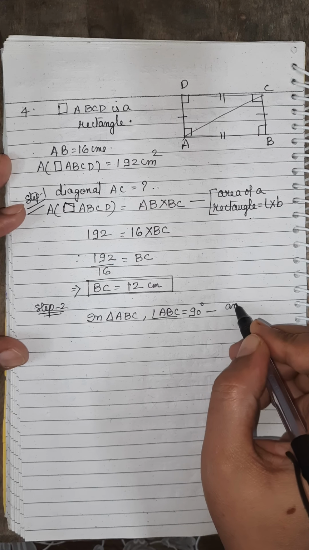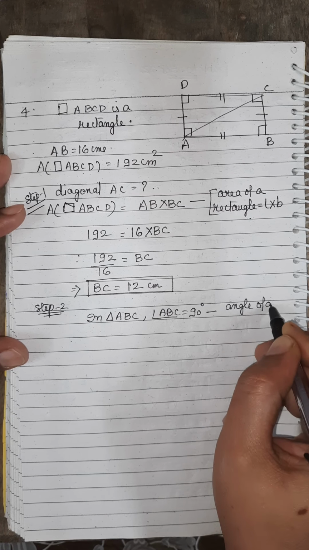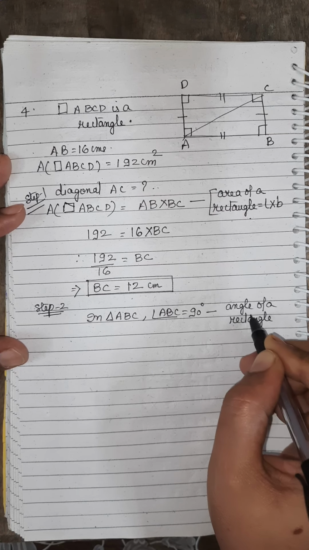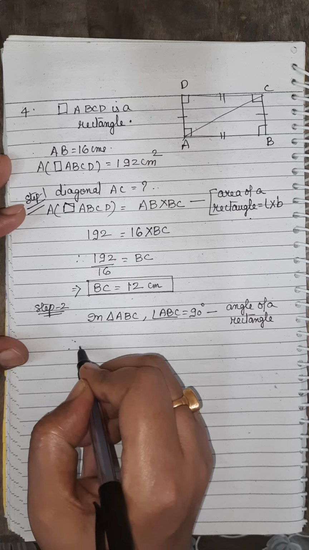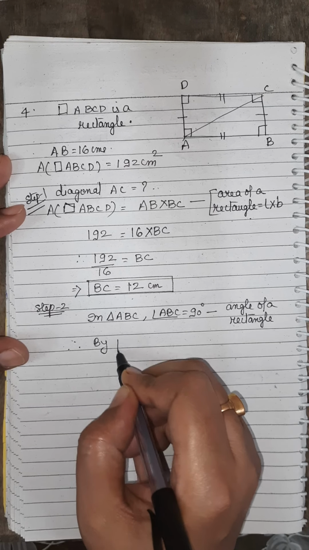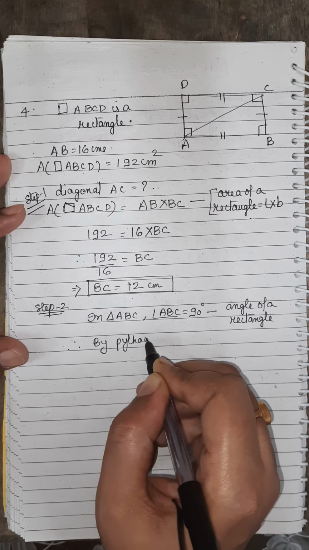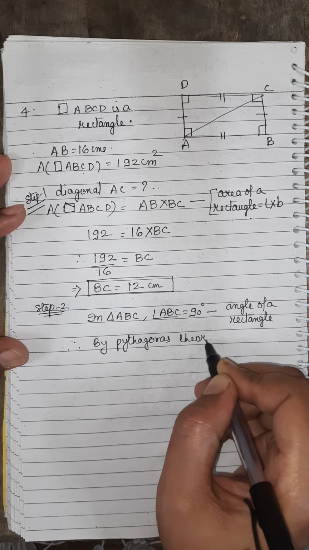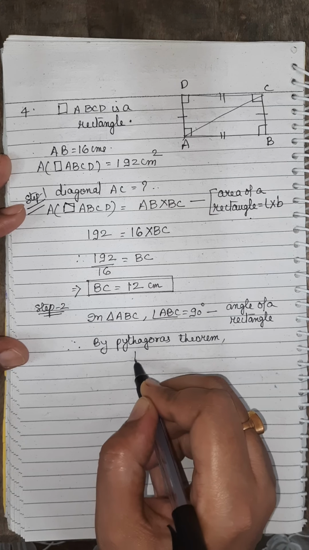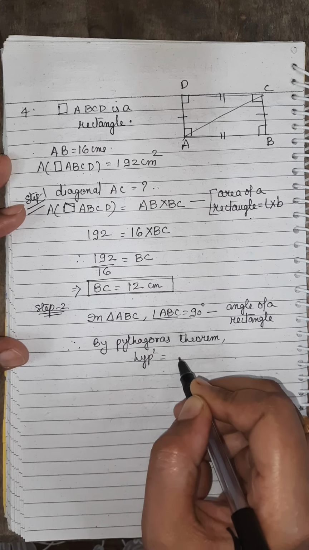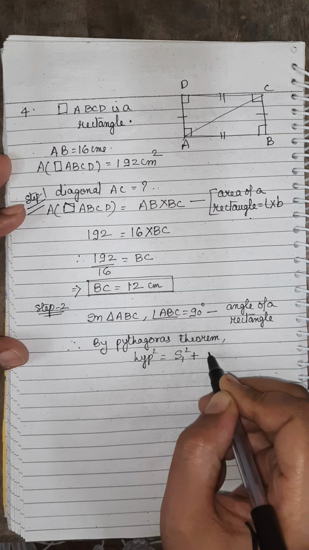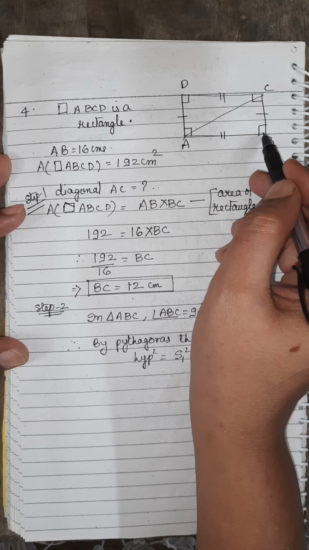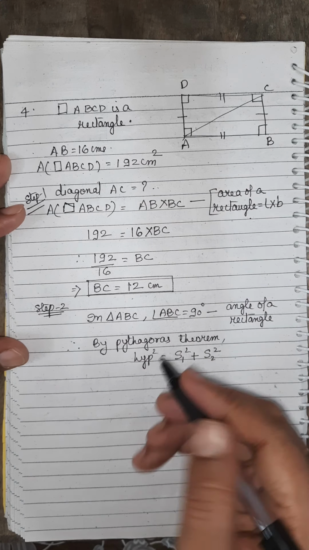And what is the reason? Angle of a rectangle, each 90 degrees. Fine. Therefore, by Pythagoras theorem we have, what do we have? The Pythagoras theorem says the hypotenuse squared is equal to side 1 squared plus side 2 squared. And here the hypotenuse is opposite to the right angle, AC.